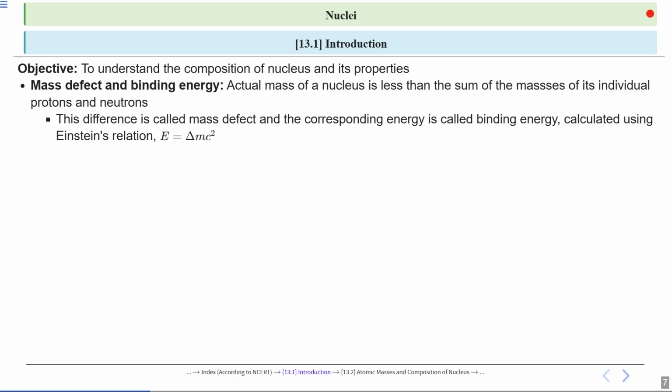We calculate it using Einstein's famous equation E equals delta m c squared, where E is energy, delta m is the mass defect, and c is the speed of light. For example, even a tiny mass defect can produce a huge amount of energy because c squared is such a large number.